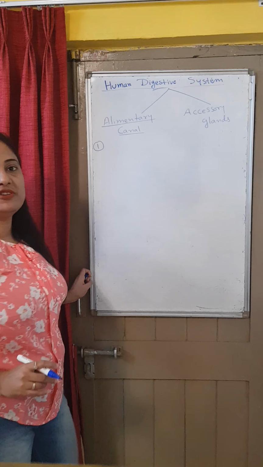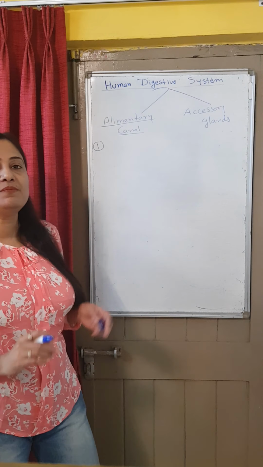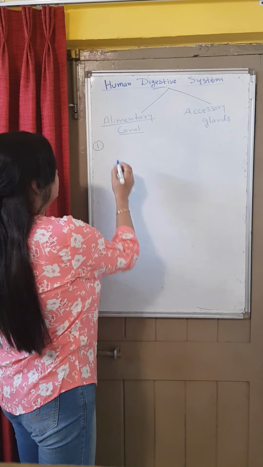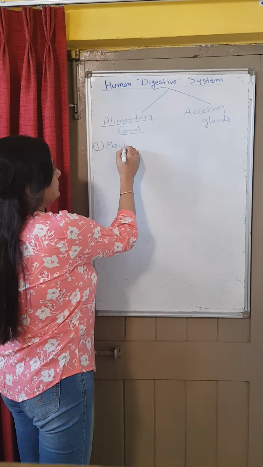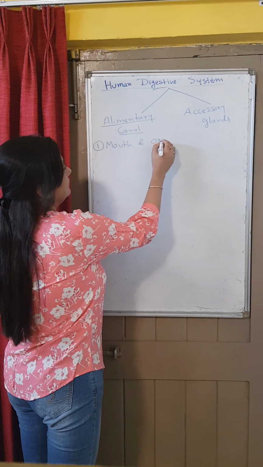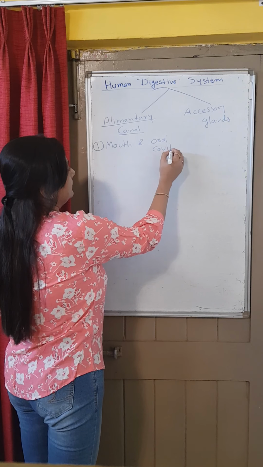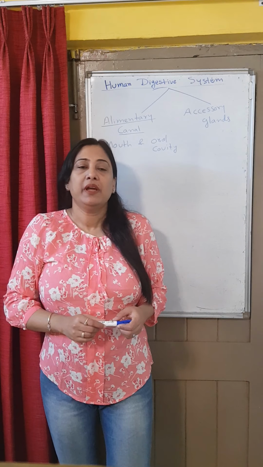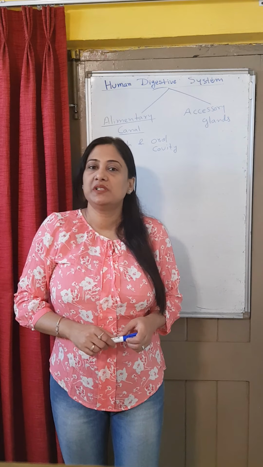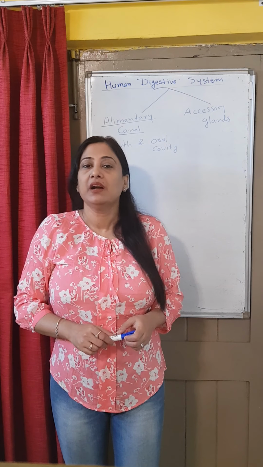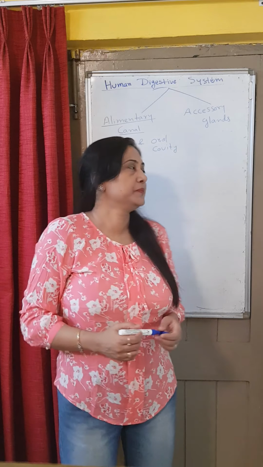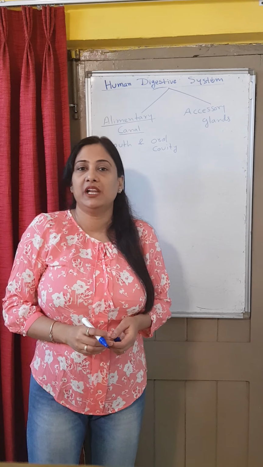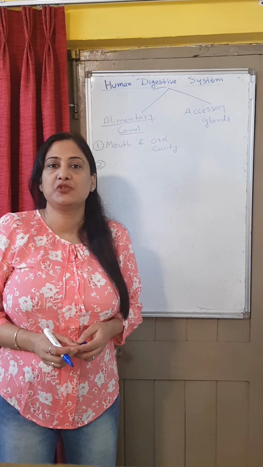The first part of alimentary canal, that is mouth, it is bounded by lips and it encloses a cavity called oral cavity. Oral cavity is the cavity present within the jaws and it is bounded towards the upper side by a palate, lower side by tongue and lateral side by the cheeks. The oral cavity leads to the next part of the alimentary canal, that is a long tube called esophagus.